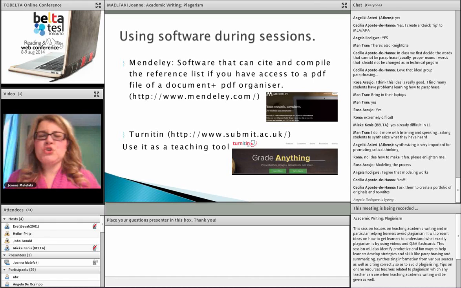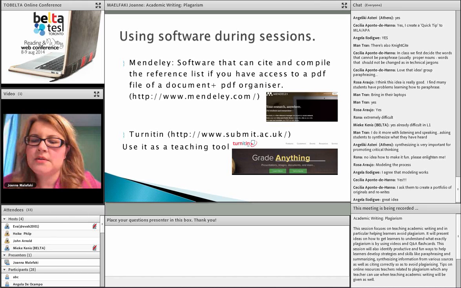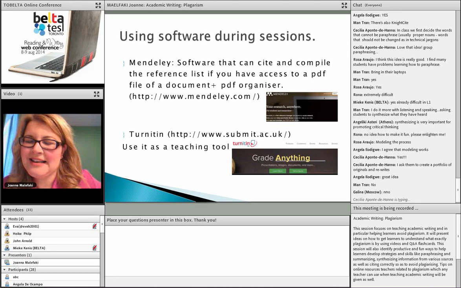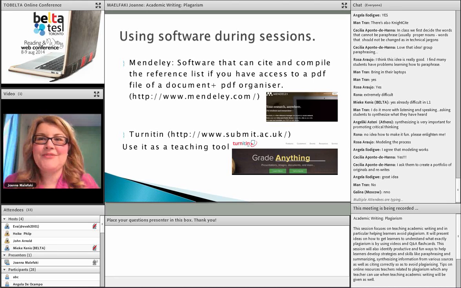I'm going to mention two different types of software you can use. This one, Mendeley, I heard about this last week during my training at Sheffield because I'm currently teaching at the University of Sheffield, the ELTC Centre. So we had a training session on Mendeley. Have you used this? Do you know what it is? Haha. Okay, so listen carefully, fellow teachers.